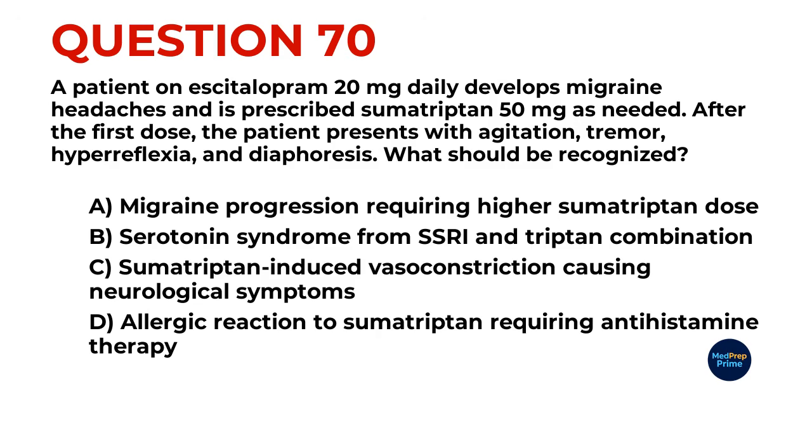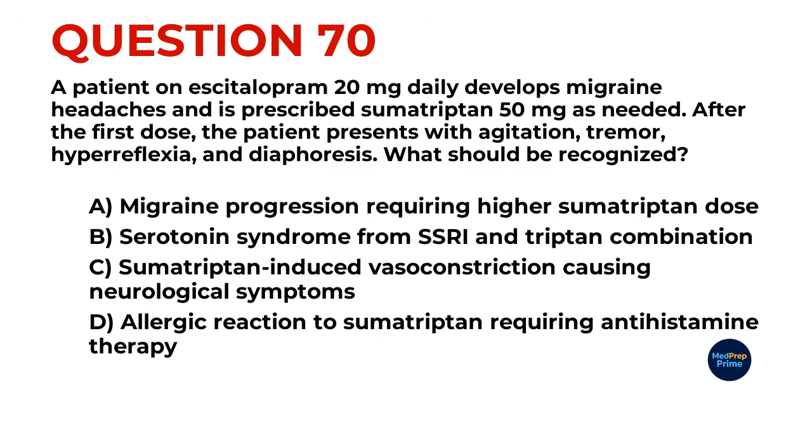A patient on escitalopram 20 mg daily develops migraine headaches and is prescribed sumatriptan 50 mg as needed. After the first dose, the patient presents with agitation, tremor, hyperreflexia, and diaphoresis. What should be recognized?